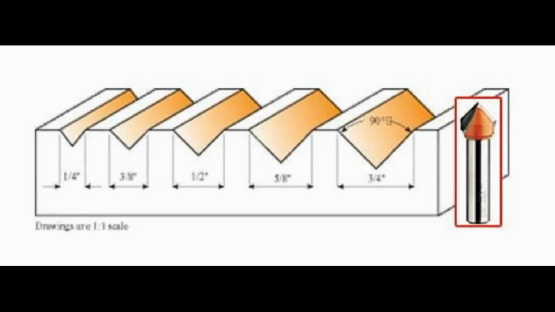So here it shows you the difference in the plunge depth like I was talking about. The further down you go, the wider that V is going to be. Each one of these was done by the bit to the right. So you've got a 1/4 inch, 3/8, a 1/2 inch, and so on and so forth. The further down you go, the wider that V is going to be, unless you're using a smaller V-bit or a smaller angle V-bit.